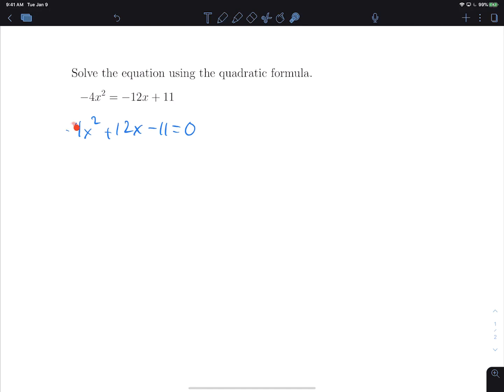But here's the thing, I don't like having a negative a or a negative leading coefficient here, so we would just divide by negative 1 at this point, and that would give us positive 4x squared minus 12x plus 11 equals 0. We could go from here to this one originally by just adding the 4x squared to both sides. It just makes it easier.